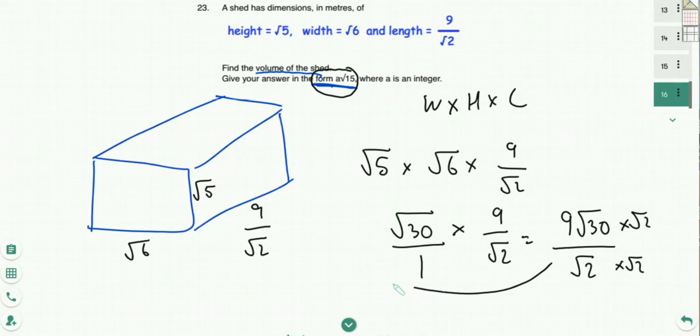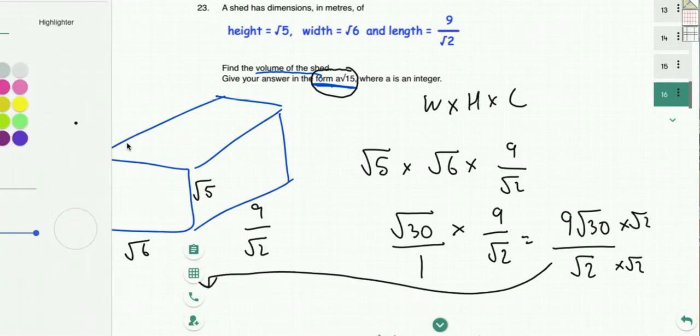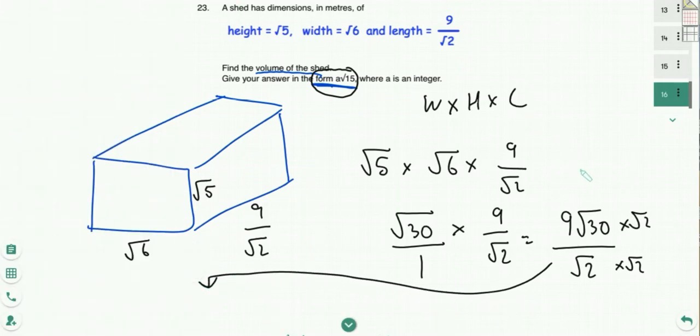I'll put the answer down here. So 9 root 30 times root 2 is 9 root 60. And root 2 times root 2 is root 4. And then we can simplify root 4 into 2, giving 9 root 60 over 2. So, we're not done yet because we have to get it in the form A root 15. We don't want a fraction.